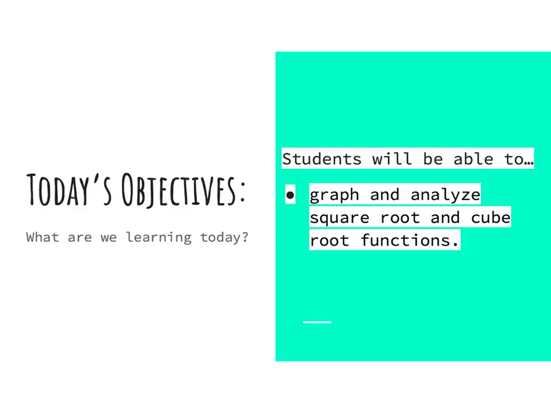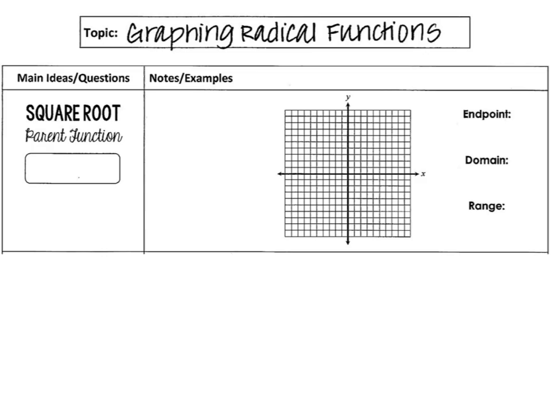Let's get started. The first radical function that we're going to talk about is the square root parent function. The square root parent function is f of x equals the square root of x. This is a parent function that you need to know how to graph. The first thing we want to do in order to graph this parent function is make an xy table. So make your xy table.